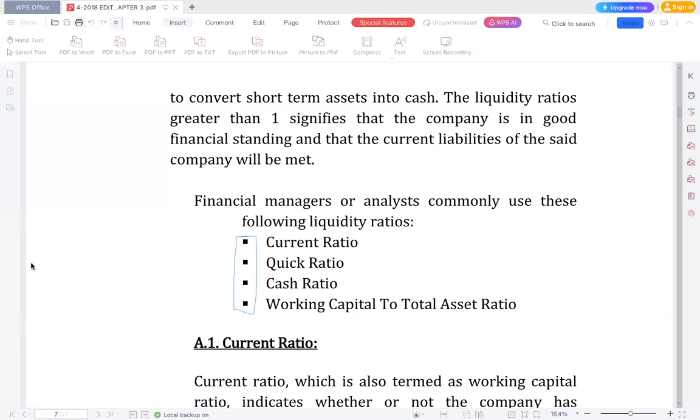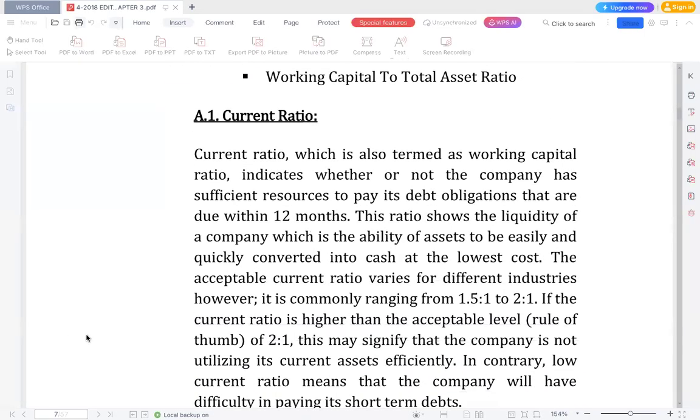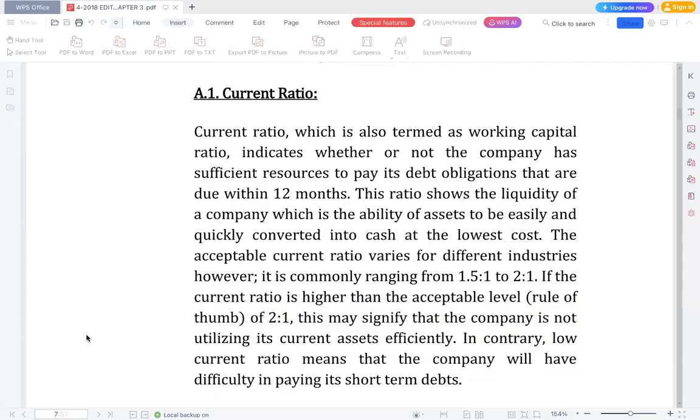Now, for current ratio, it is also termed as working capital ratio. It indicates whether or not the company has sufficient resources to pay its debt obligation that are due within 12 months. The higher the current ratio, the higher the ability of the firm to pay its short-term obligation. But is it healthy for the firm to maintain a very high current ratio? The answer probably would be no.